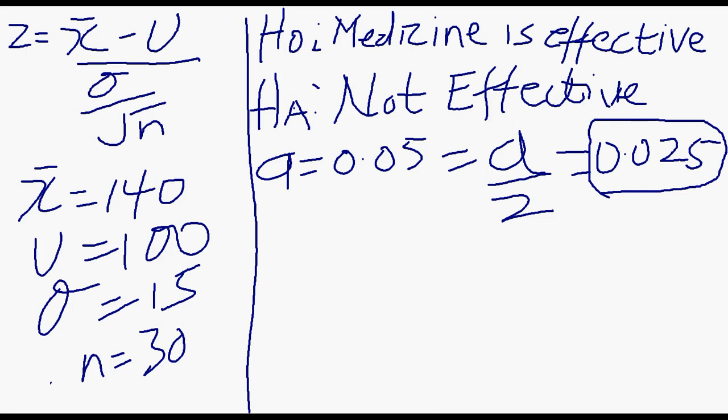For this one, we will not use the T table. We use the Z table. You said it was T or Z? Z. The Z table. Yeah. Okay.